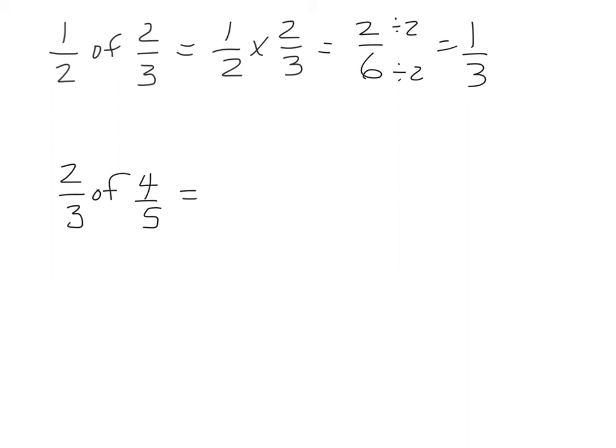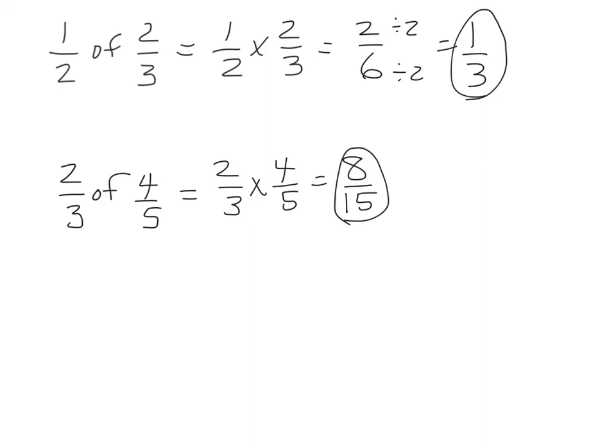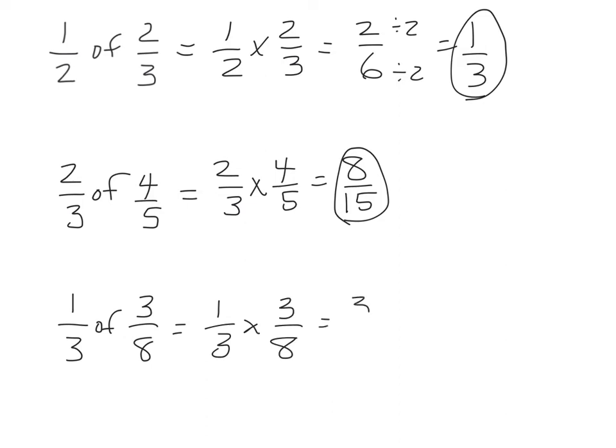2/3 of 4/5 would be 2/3 times 4/5. That came out to be 8/15, and that couldn't go any lower, so that was our final answer. Our final one was 1/3 of 3/8, so 1/3 times 3/8 gave us 3/24, which divided down to 1/8.